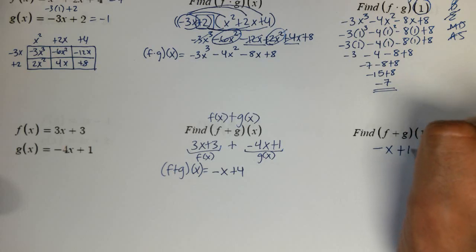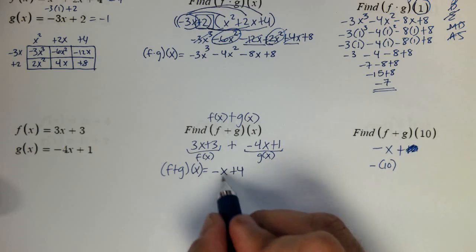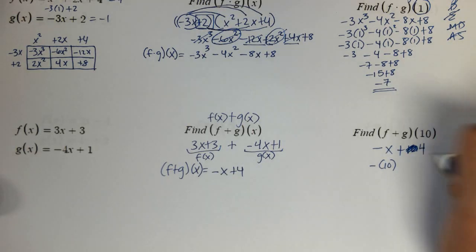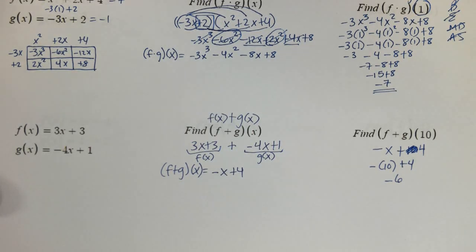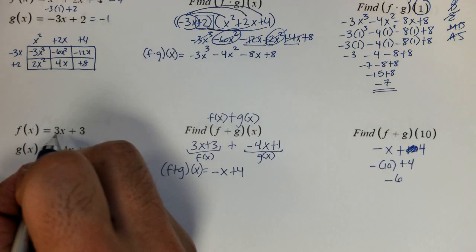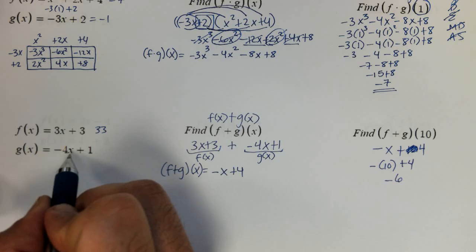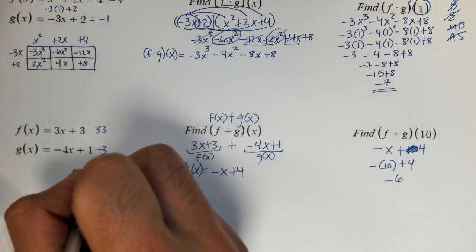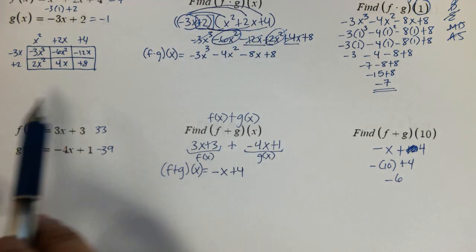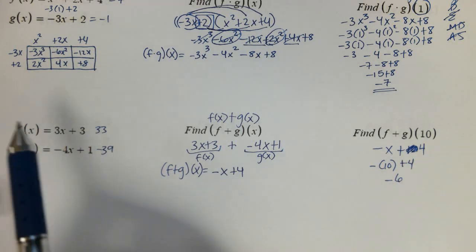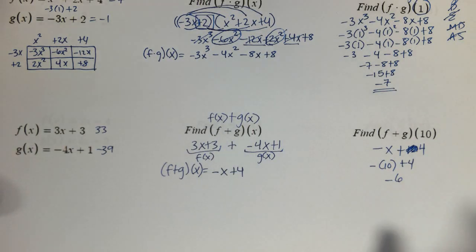So let's plug it in. If I plug 10 in there, sorry, this is supposed to be a 4. Negative x plus 4. If I plug in 10, I get negative 6. And I can check my work, right? I can plug 10 in here. 3 times 10 is 30, plus 3 is 33. Negative 4 times 10 is negative 40, plus 1 is negative 39. When I add them together, I also get negative 6. This is a great way to check your work. Plug 10 into the original equations and then do the math of addition, subtraction, or whatever we're doing.